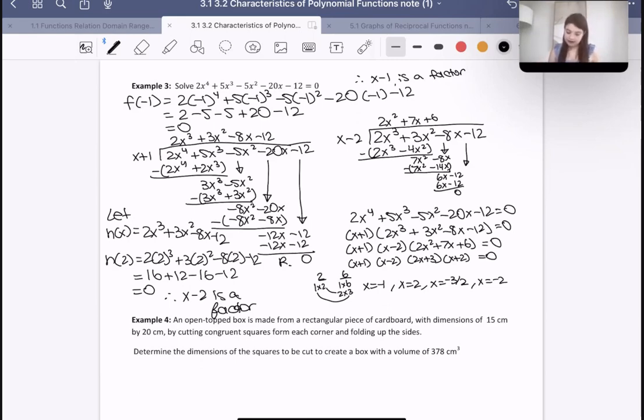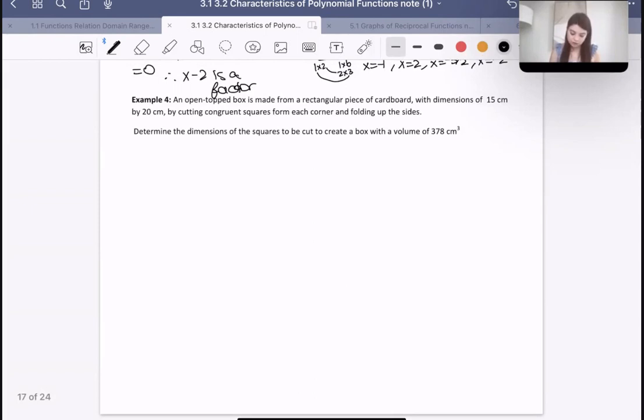Okay, I know this is getting kind of long, so let's do one more example and then we'll be done for the day. Here it says an open top box is made from a rectangular piece of cardboard with dimensions 15 centimeters by 20 centimeters by cutting congruent squares from each corner and folding up the sides. Determine the dimensions of the squares to be cut to create a box with volume 378 centimeters cubed.